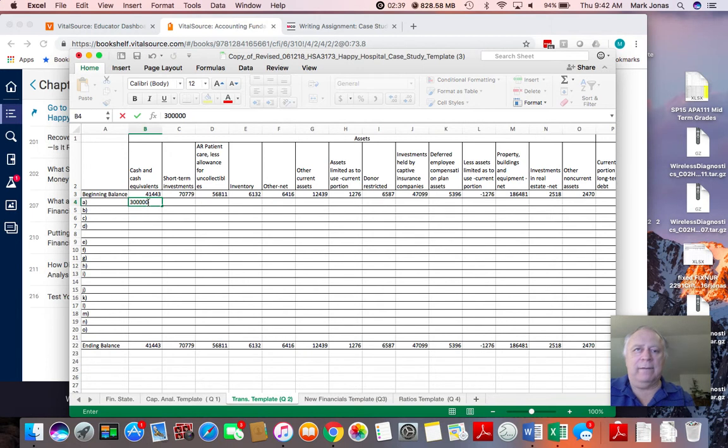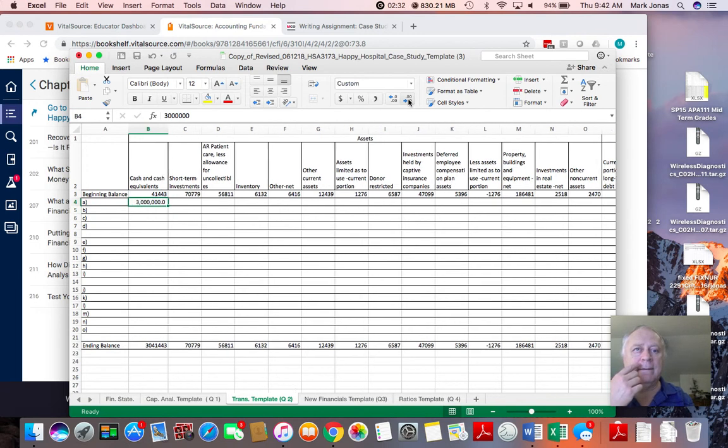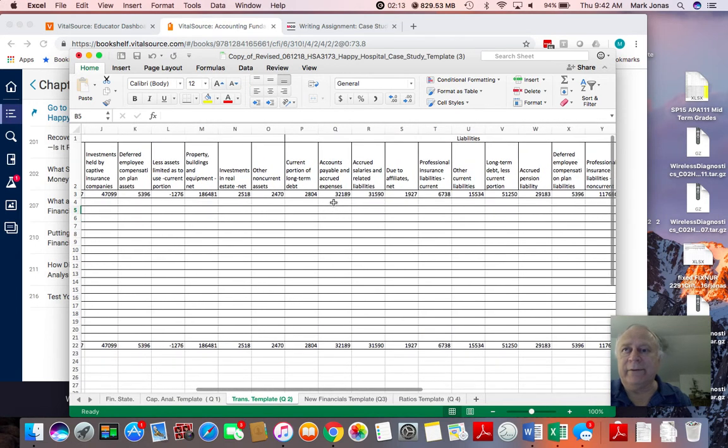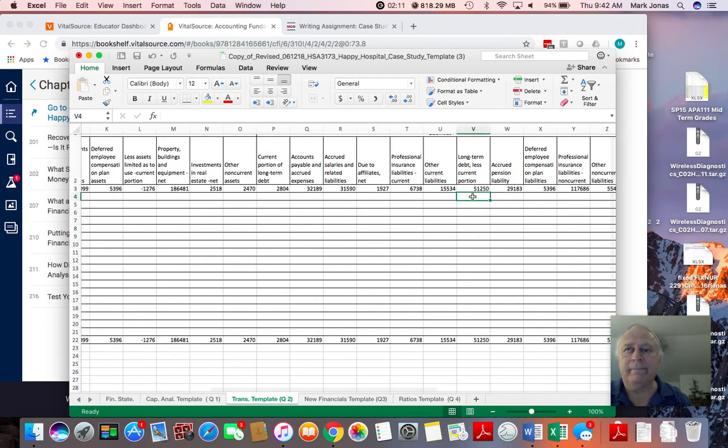Now, what I'm talking about with the zeros, if we enter $3 million here, it would look like this, 3 million. However, the way that we're going to enter 3 million is to take off the last 3 zeros on the number and then enter it like that. So 3 million gets entered as 3,000. And then the other account that's affected on this is under liabilities. So we enter the 3 million like that.